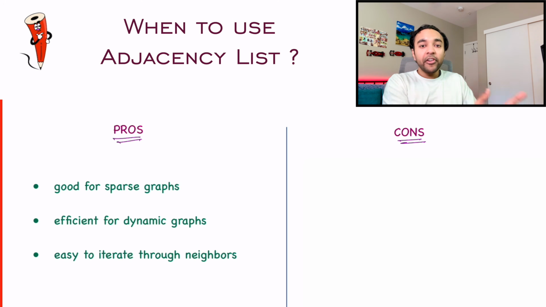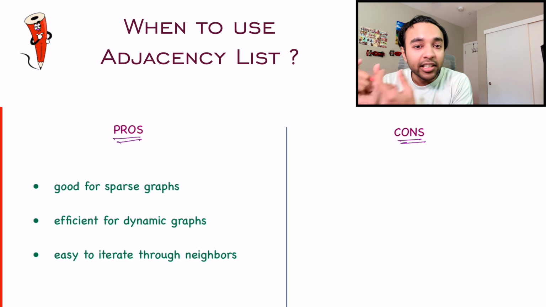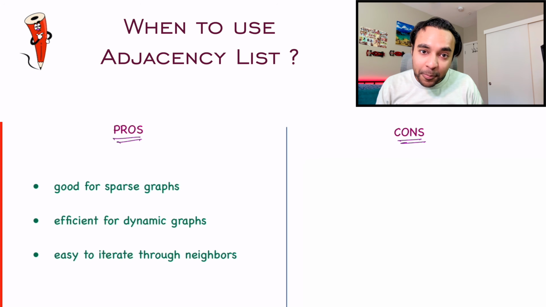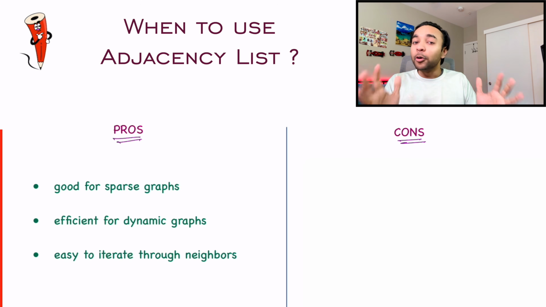Now think about it. If I ask you, okay, how many neighbors does a node have? You can simply iterate that list and it will give you the degree of the node. So these are all some of the good things.